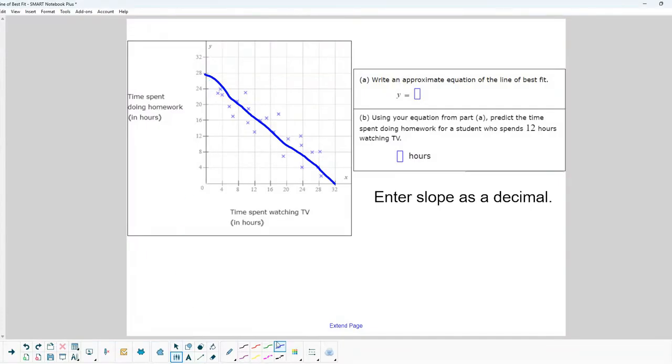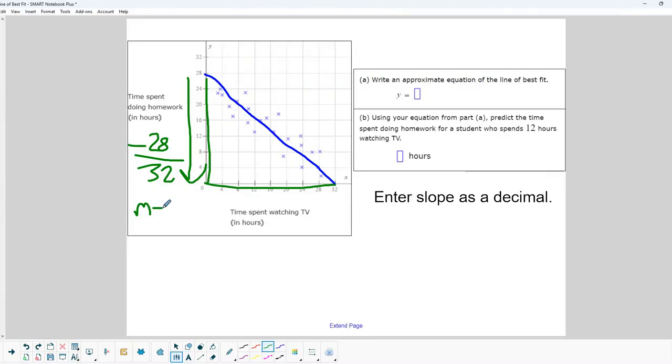So my slope then, I'm going to go from here down to 0, and then from 0 over to 32. So my slope is going to be negative 28, because that's how far I'm dropping over the length of this line. And I'm running 32, that's going to be my run. So if you simplify that, negative 28 over 32, let me get my calculator.